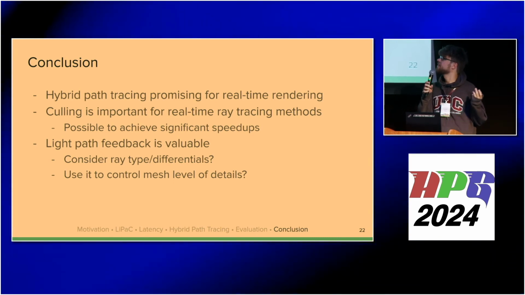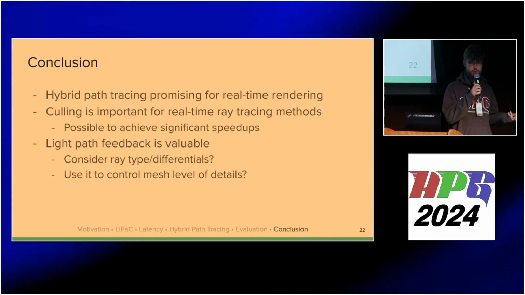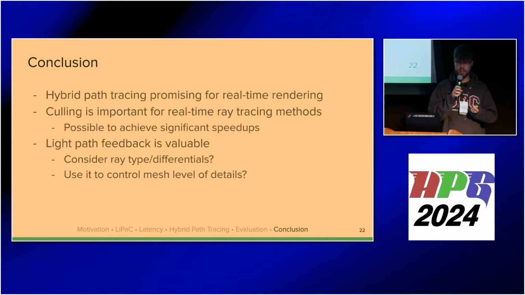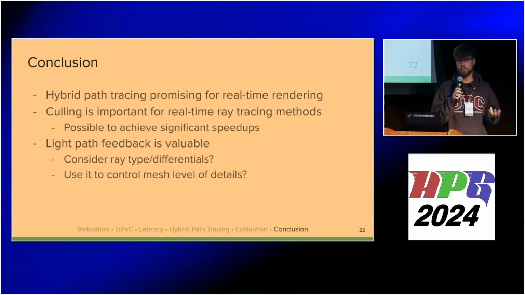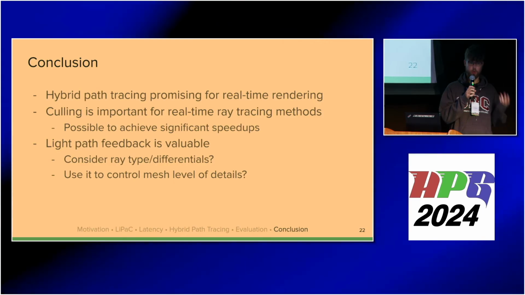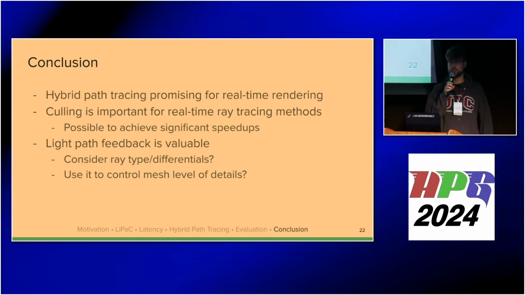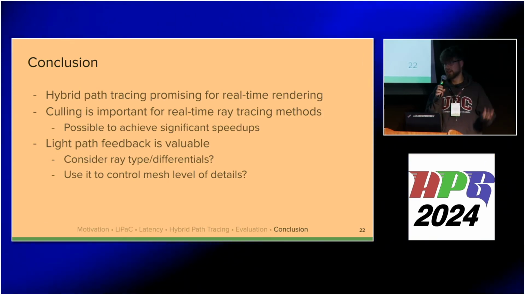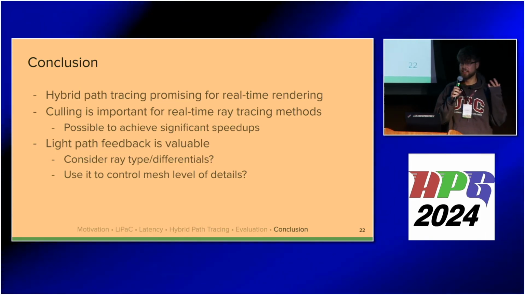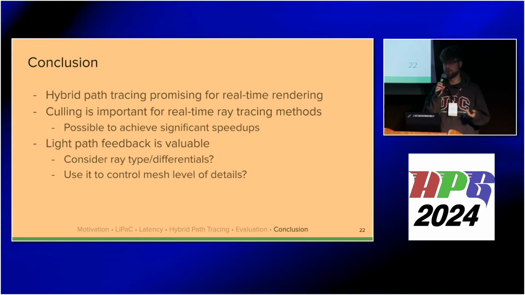We've seen that light path feedback is really valuable. So it's not commonly used that much, as far as I know, but we think that there is a lot more potential in this that is not yet discovered. So first of all, I think we could gather more information about it. So we could, for instance, consider the ray type on the light path. And we could also consider things like ray differentials. So how important is this ray really for the lighting of the scene?